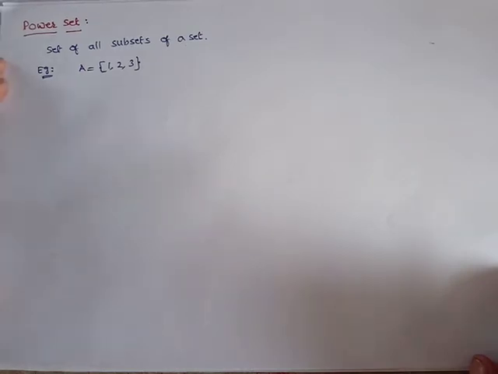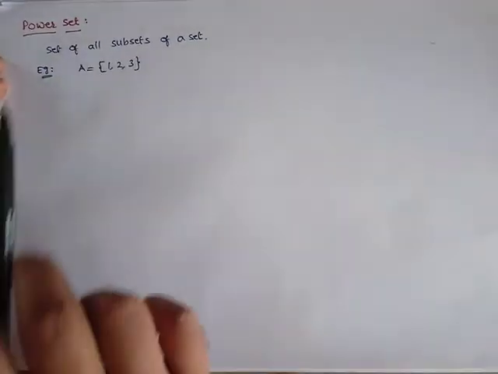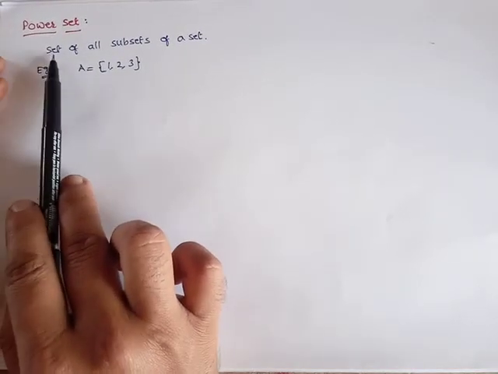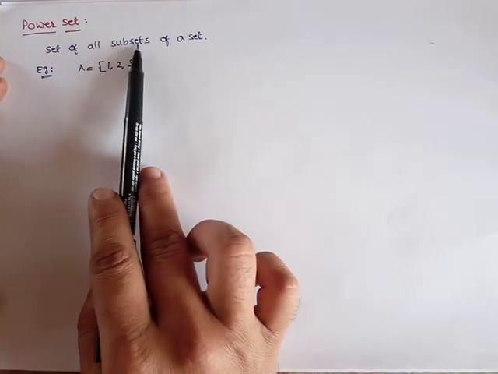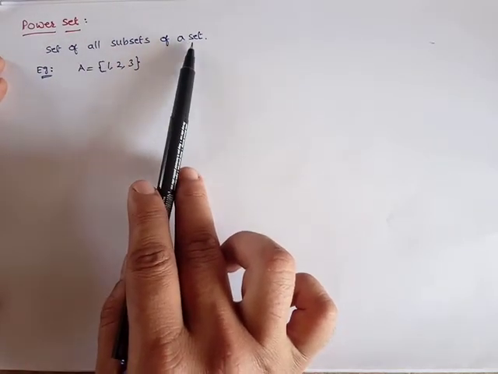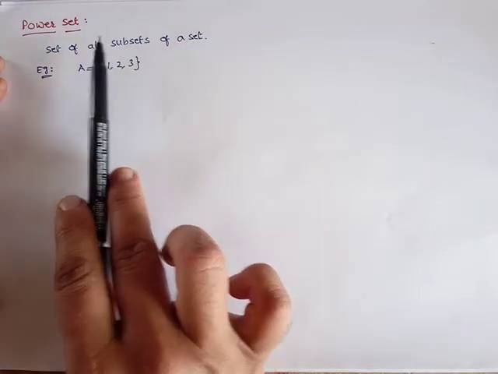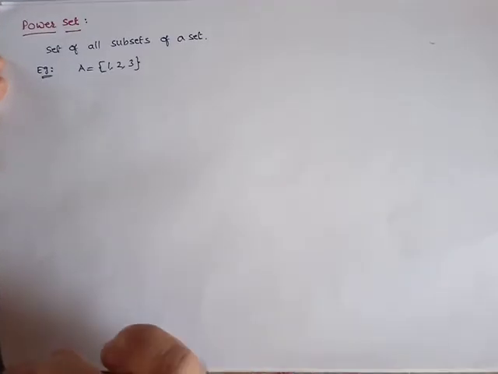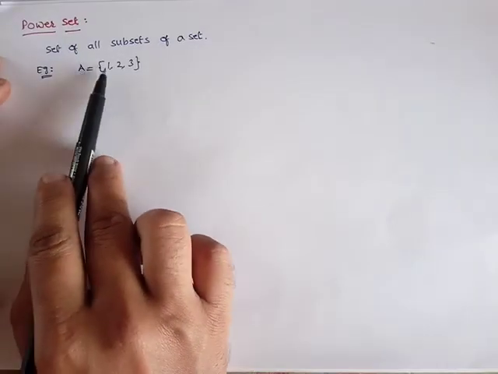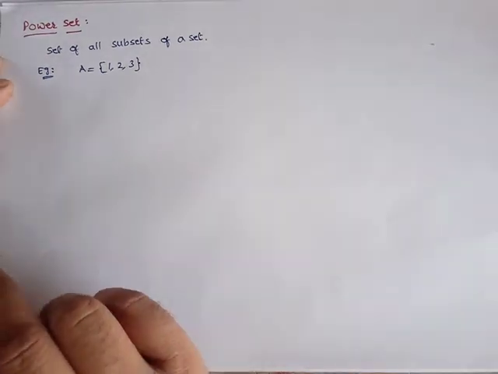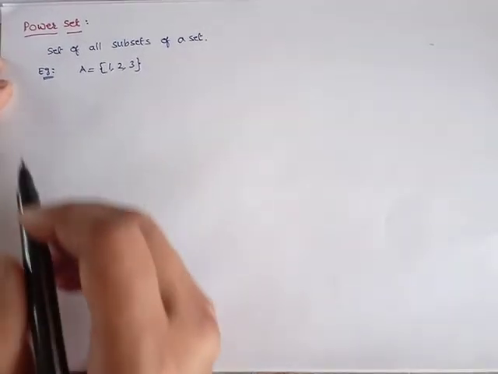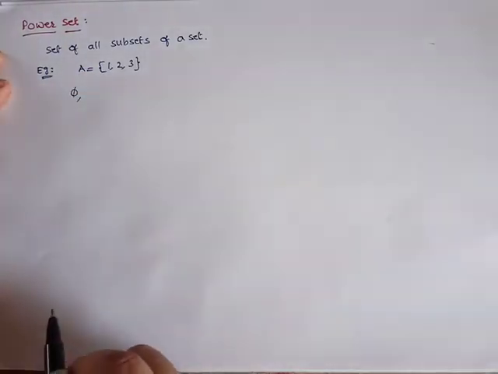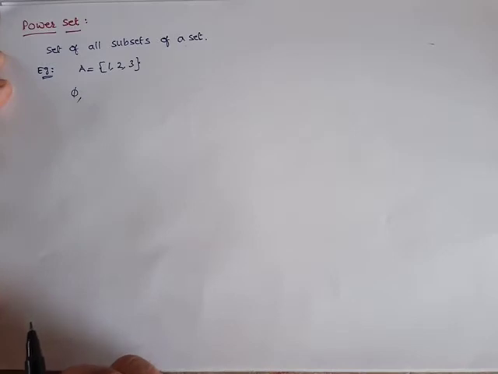Coming to the next important subtopic, definition of the power set. Power set: the definition is the set of all subsets of a set. If you consider any set, then the set of all subsets of that particular set is called the power set. Taking the example A = {1, 2, 3}, what are the subsets of set A? First of all, phi is a subset of any set.